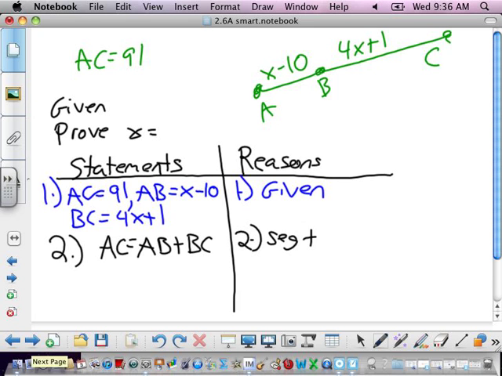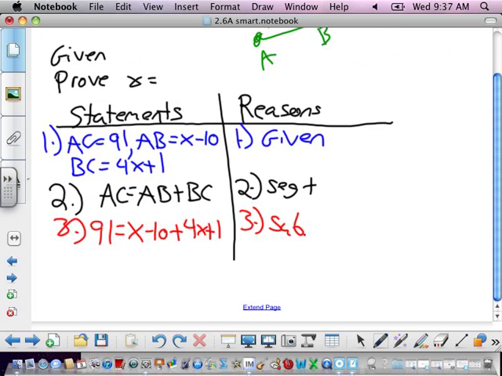I want you to notice, ladies and gentlemen, that I didn't skip right to the letters. I had to actually state it out. Okay. What do I want to do now? Yes, very nice. I want to do substitution. So instead of AC, what am I going to put? 91 equals AB is, okay, and BC is? Very nice. And that's substitution. You guys are doing great with me. Do you feel pretty confident you can do this on your own? Not yet. We'll get there.